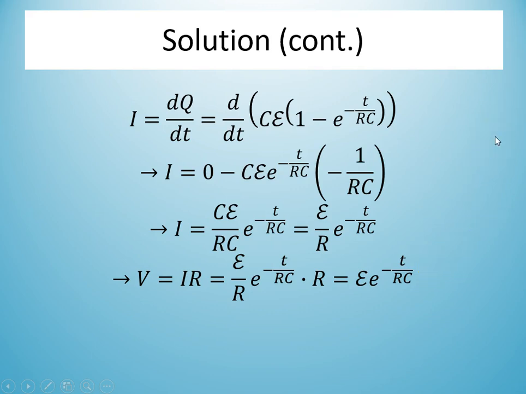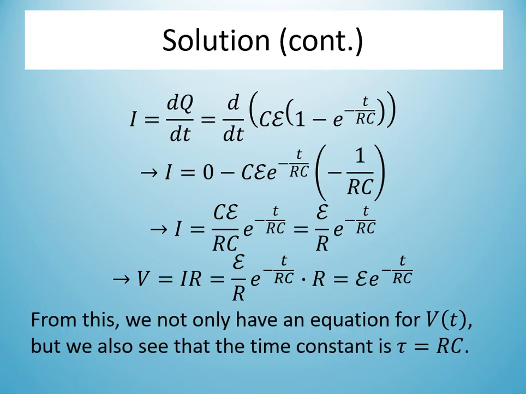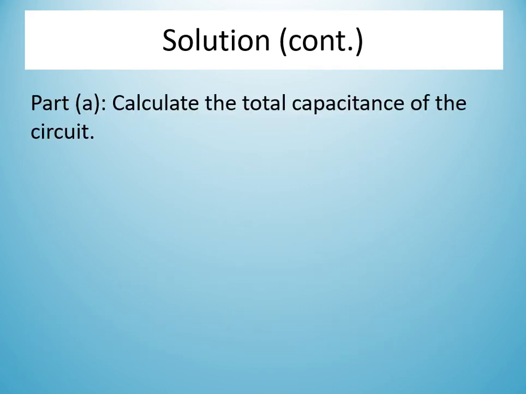And what do we have here? We have V as a function of time, and we also have an expression for that time constant, because that time constant, by definition, is the time it takes for whatever we're dealing with to reduce to 1 over E of its original value. That's how you talk about time constants when you're dealing with exponential equations. It works for things like radioactive decay and stuff like that as well. So time constant is RC.